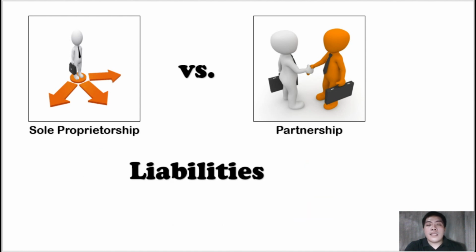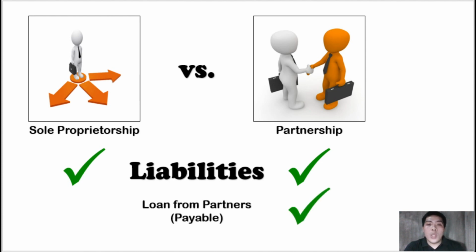As to liabilities, the same din. Sole proprietorship and partnership, merong mga general accounts as to liabilities. We have accounts payable, we have accrued expenses, we have unearned revenues or unearned income. We also have notes payable. Pero yung partnership, may additional din siya na unique na account na mini-maintain. We also have loan from partners, which is a payable account. Later, i-discuss ko din yan.